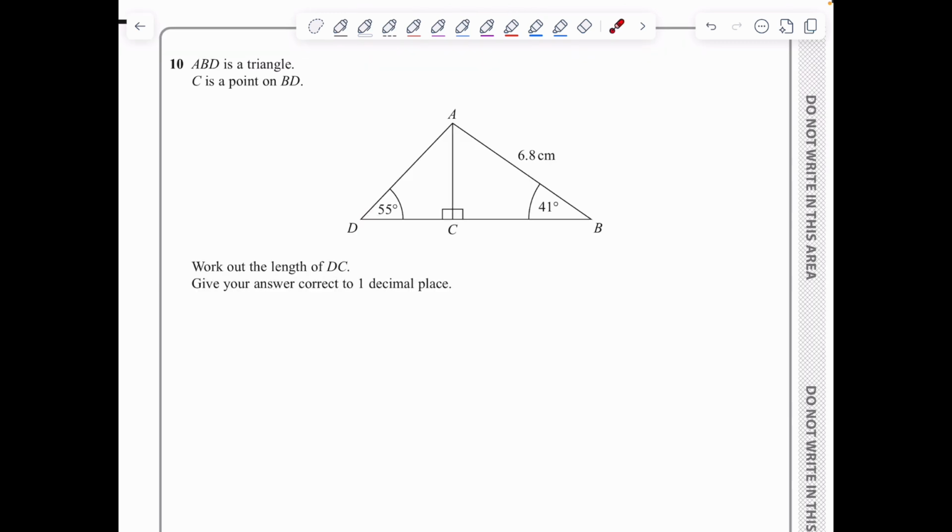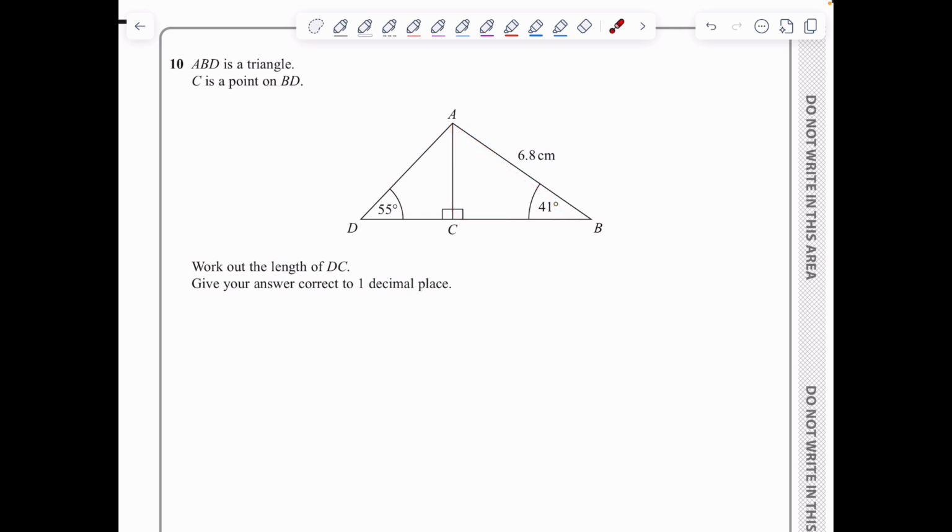In question 10, we've got A, B, D, a triangle, and C is a point on BD. Now we need to work out the length of DC, and we notice that both triangle ACD and triangle ACB are right angled, so I'm using SOHCAHTOA here.